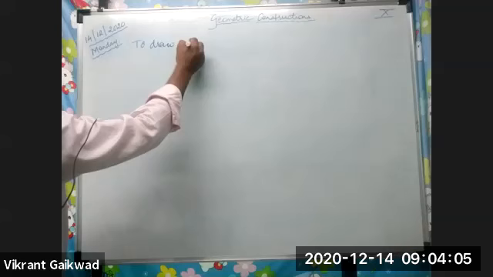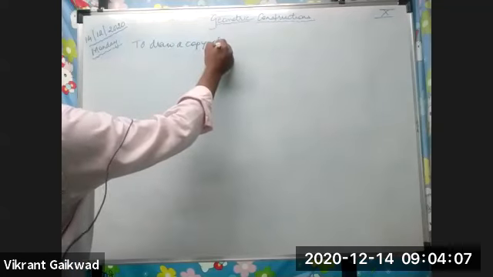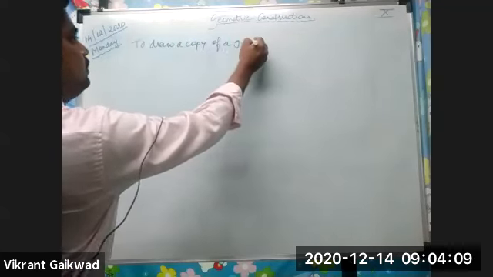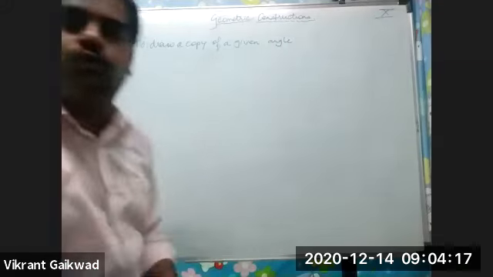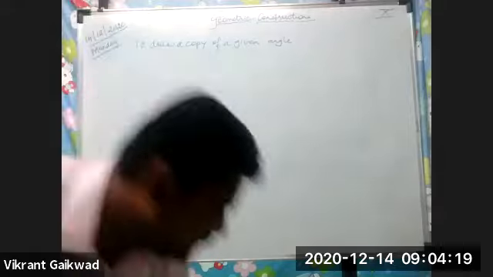To draw a copy of a given angle. To draw the copy of a given angle. मतलब जो angle दिया है आपको, उसका duplicate आपको बनाना है.